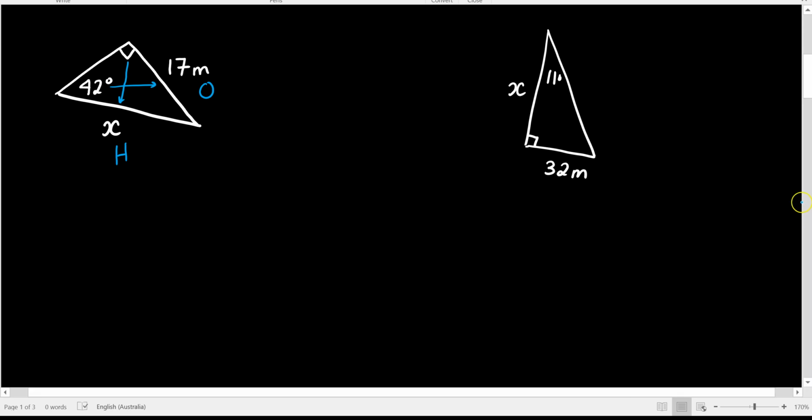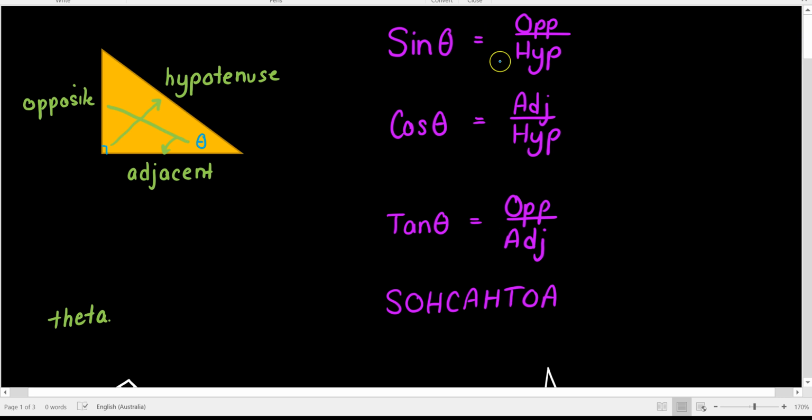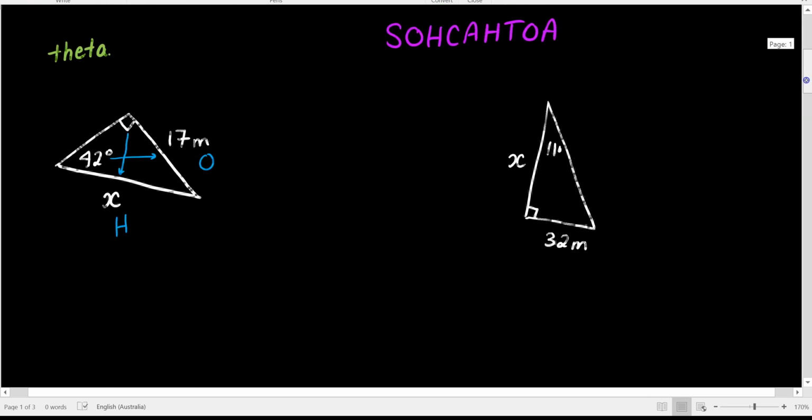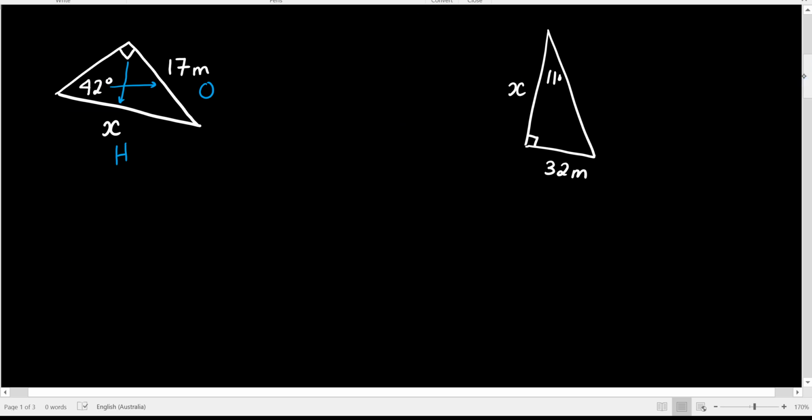So I then look at my three rules. Which of the three rules uses O and H? Well, the only one is sine theta. So we write the rule. Okay, so label your triangle, write the rule, and after we've written our rule, a good mathematician will substitute the information. So we have our theta is 42. We've got equals, our opposite is 17, and our hypotenuse is x.